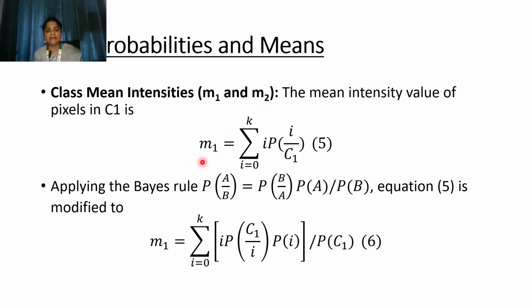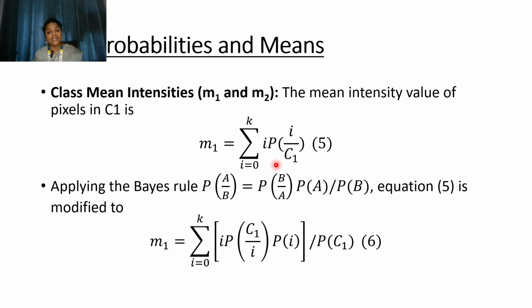Okay. So, how are we calculating M1? We are using the standard equation for calculating the expectation, I into the probability. Okay. So, since we are calculating M1, the range is going to be 0 to K. So, summation I is equal to 0 to K, I into probability of I given C1. So, what does this probability talk about? It talks about the probability that the given pixel I belongs to class C1. So, we cannot calculate probability of I given C1 directly.